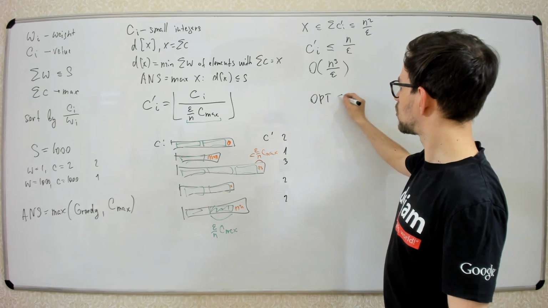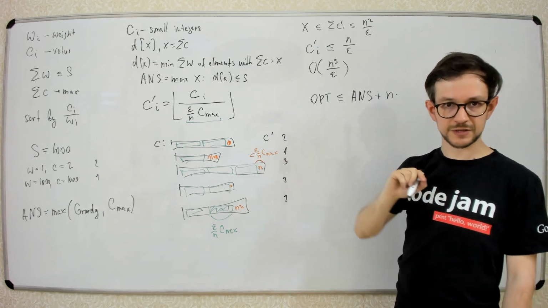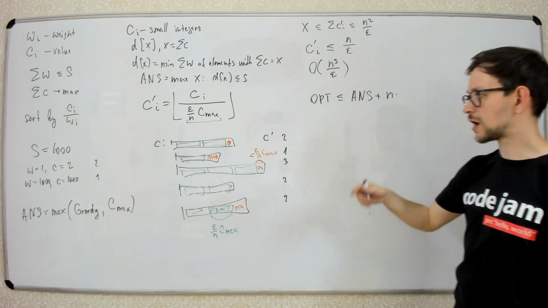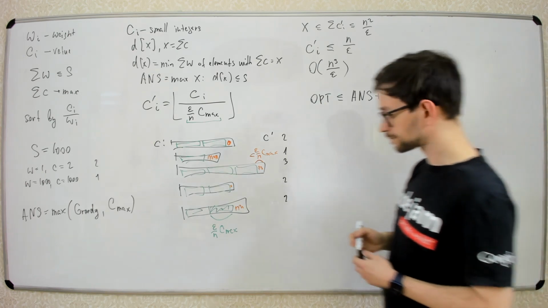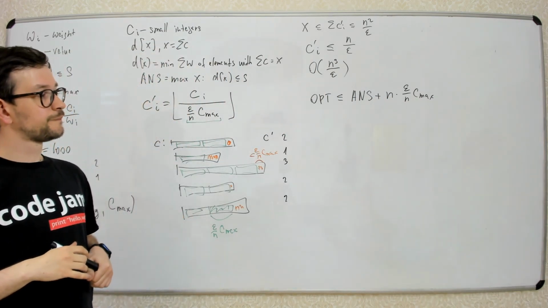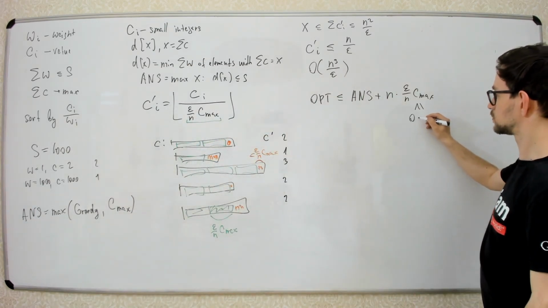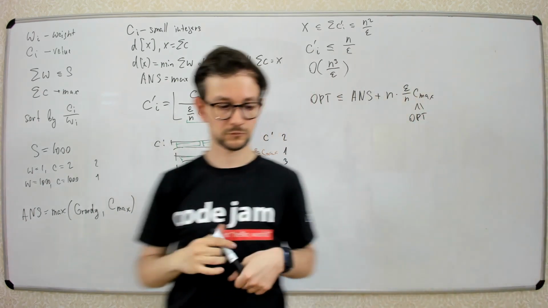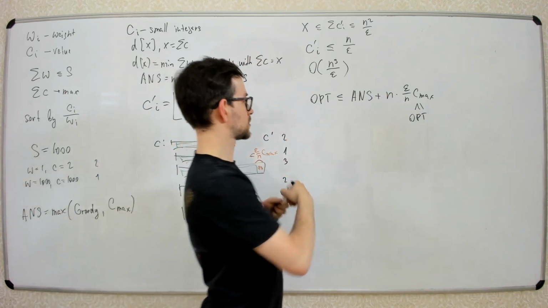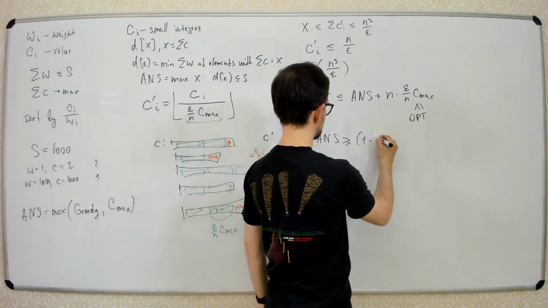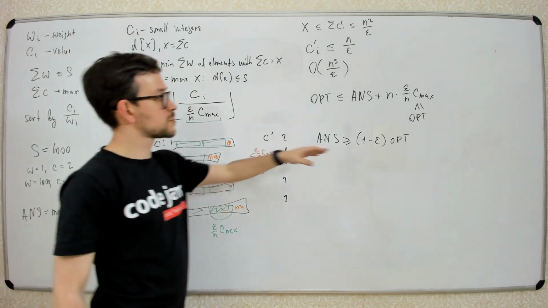So the optimal solution is no more than our solution plus the number of elements multiplied by this error. Each element gives us some error in the solution. We have at most n elements in the knapsack, so it will give us at most epsilon over n times C max. Now, C max is obviously less or equal than the optimal solution. So I have epsilon opt here, I move it to the left, so I have our solution at least 1 minus epsilon times opt. That's all. So that's how you build an epsilon-optimal solution in this time complexity.